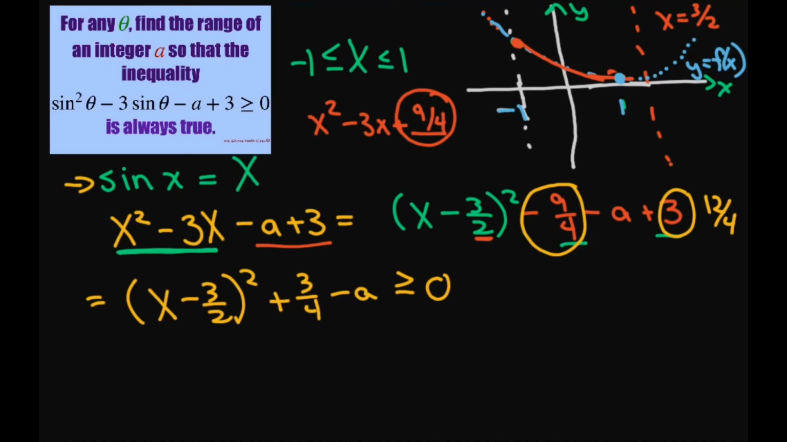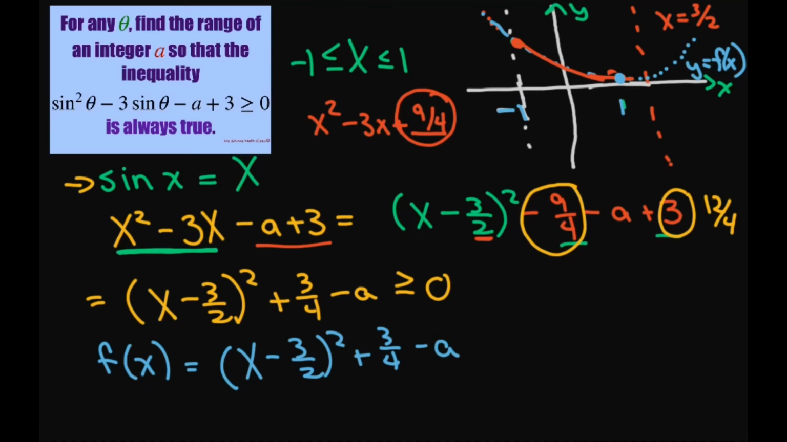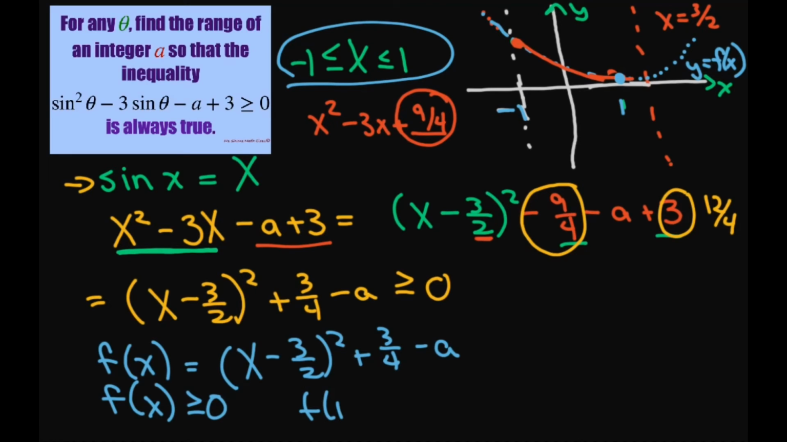So now let's let f of x equal our function. So we'd have x minus 3 divided by 2 squared plus 3/4 minus a. Now for f of x to be greater than or equal to 0 on this interval here, our f of 1 has to be greater than or equal to 0. This one right here. So substitute 1 into our function.